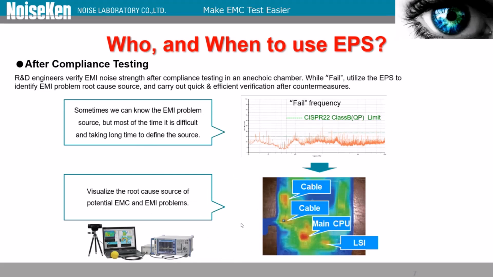and go for the mass production as scheduled. The second one is usually used after the compliance testing. Sometimes when you receive the fail report from the lab, we can know the EMI problem source, but most of the time it is difficult and takes a long time to define the source. By using EPS, you visualize the root cause source of potential EMC and EMI problems and it shows you where you have to focus to continue your countermeasures.